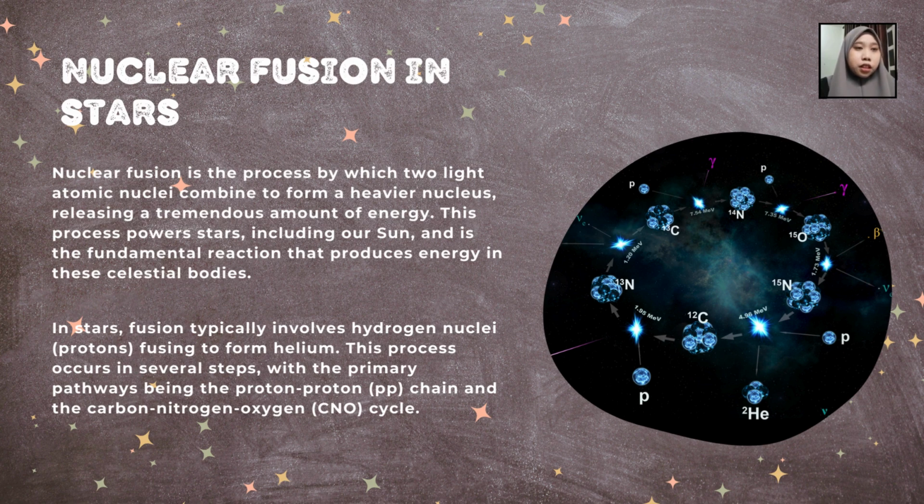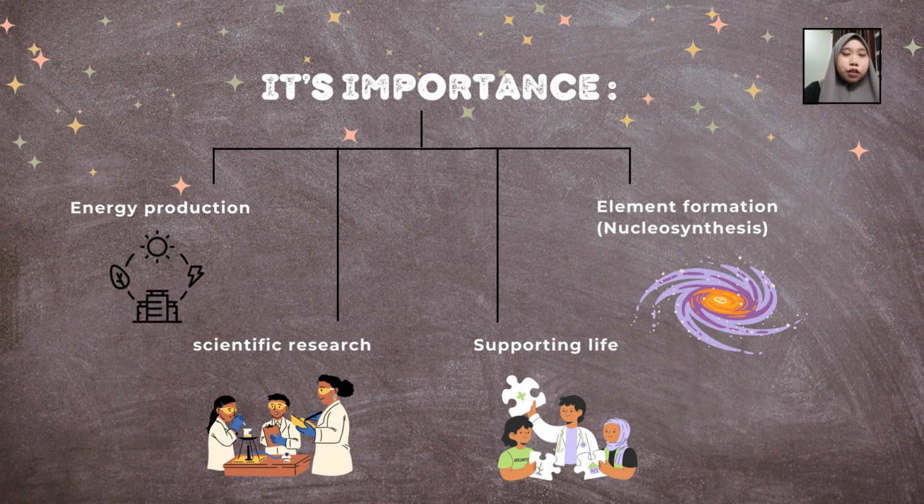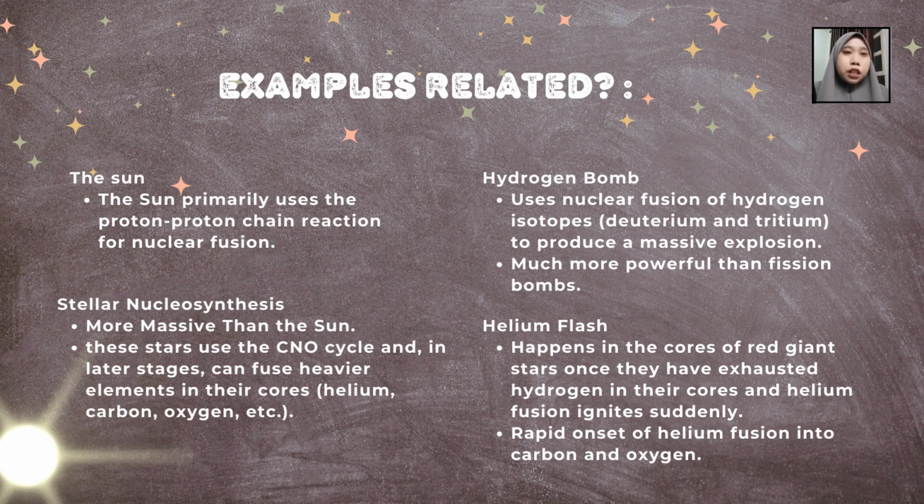This process occurs in several steps, with the primary pathways being the PP chain and the CNO cycle. As for importance, nuclear fusion in stars is important for energy production, scientific research, supporting life, and element formation. Examples related to nuclear fusion in stars.